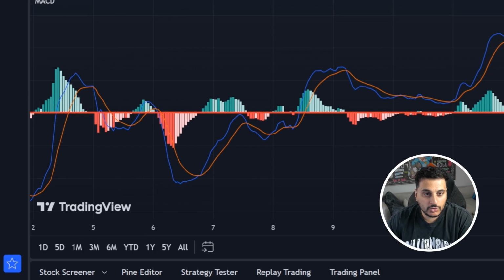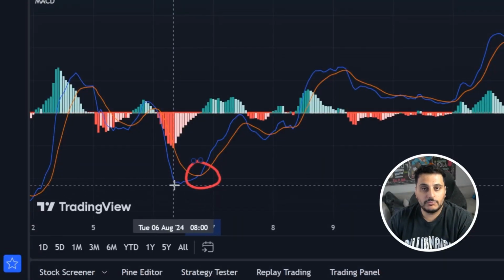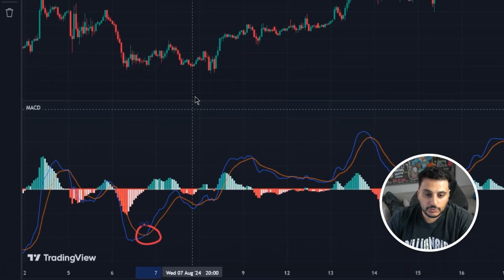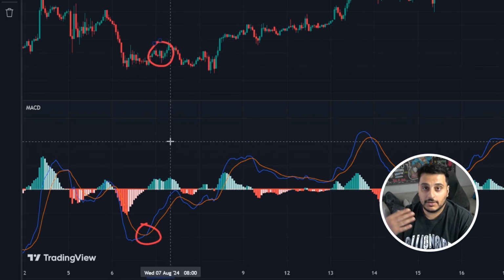So for example, right here, guys, we see that we have a cross right there, with the fast one being the blue one and the slow one being the orange one. And we can see that the price told you guys to buy over here and the price started going up. Now, this is an excellent strategy if you're trying to trade the trend.